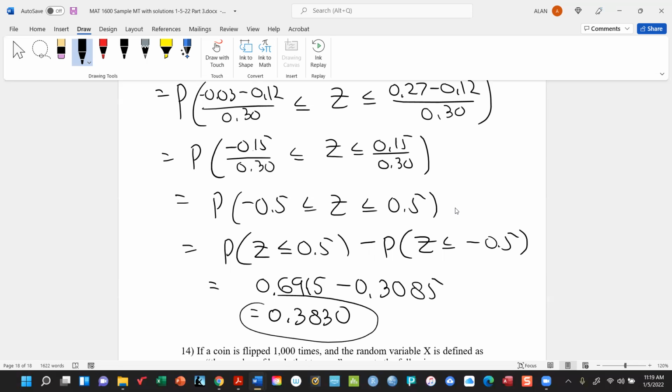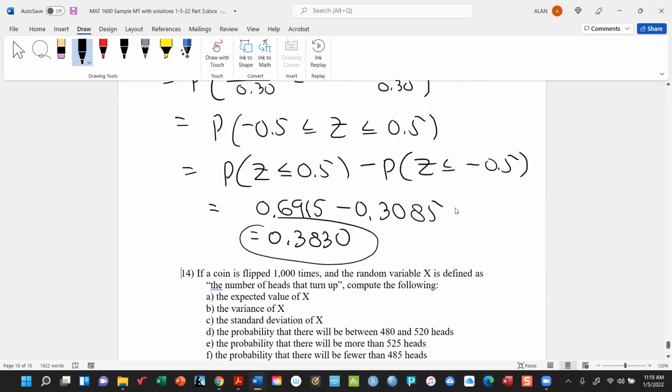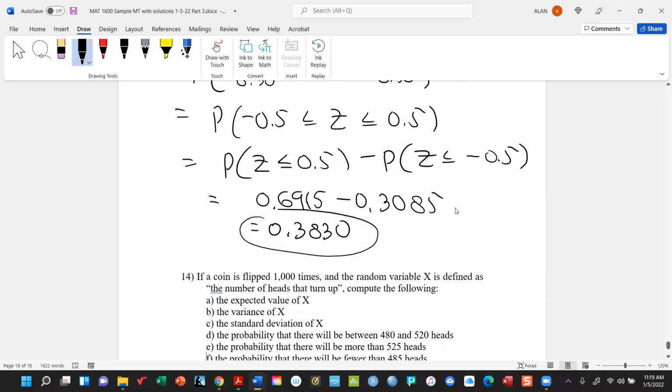All right, so that wasn't too bad. So there's only one more question. This involves the normal approximation to the binomial. Now, it doesn't actually say that, but we'll see why in a minute.